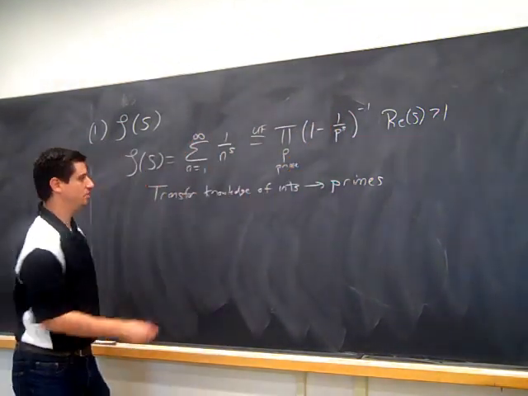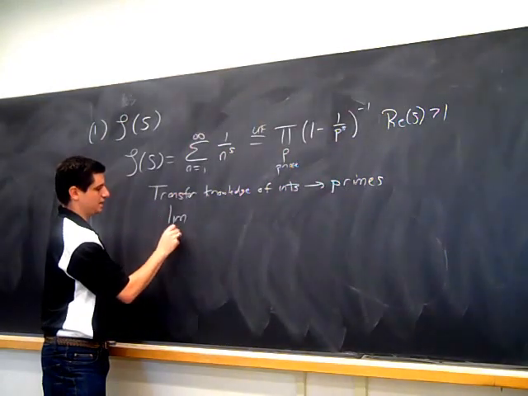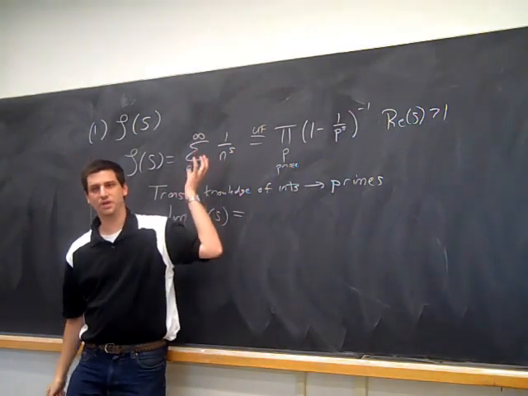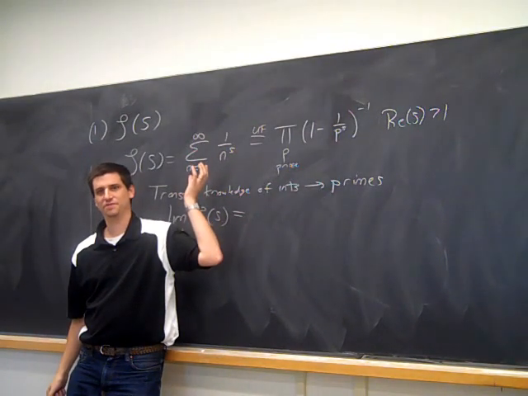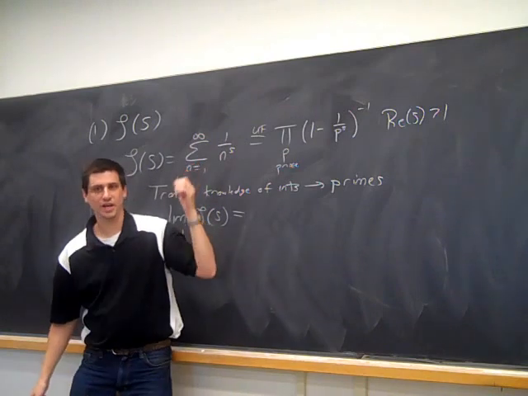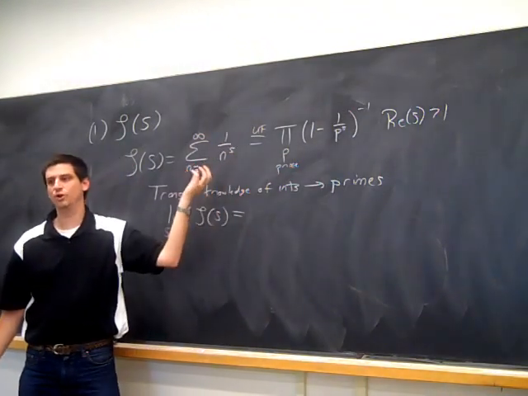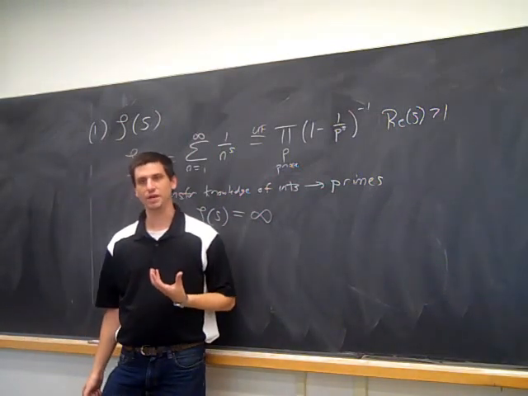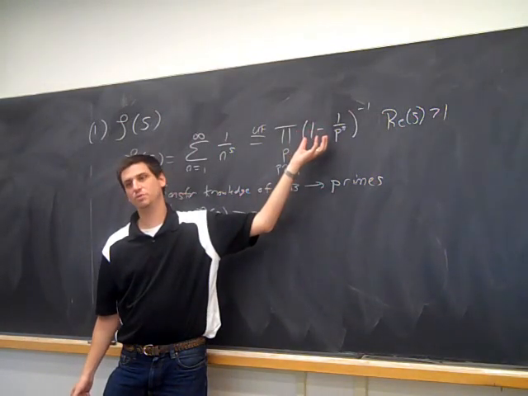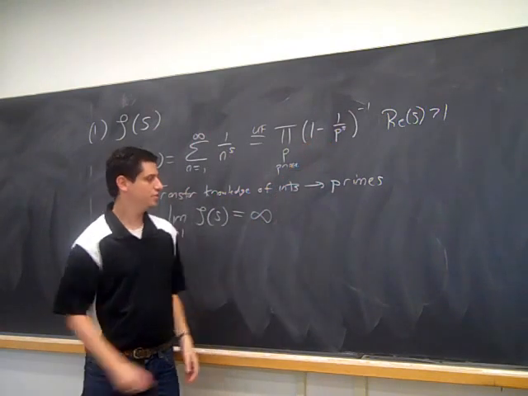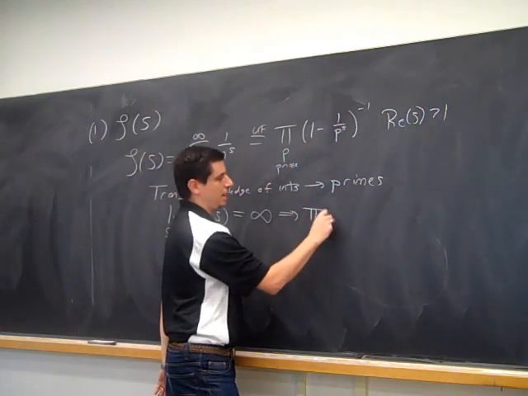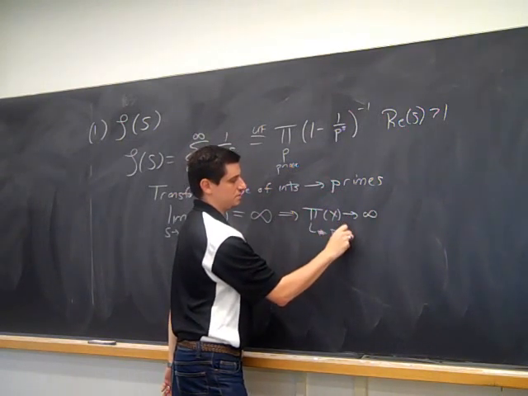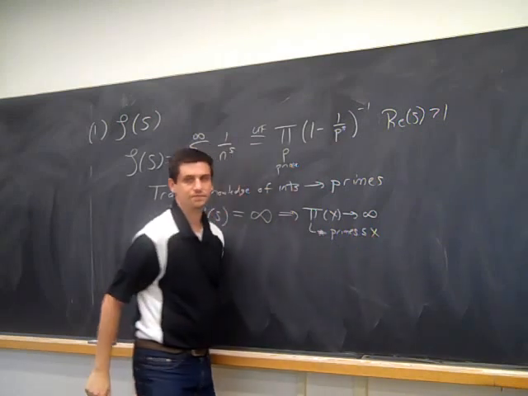So the first standard example is, if you take the limit as s tends to 1 of zeta of s, what do you get from this sum? Blows up. It blows up. And so this is basically just the harmonic sum, the sum of 1 over n, so it's plus infinity. This implies there must be infinitely many primes. If there weren't, then this product would be finite, as s tends to 1. So this implies pi of x goes to infinity, where this is the number of primes at most x.